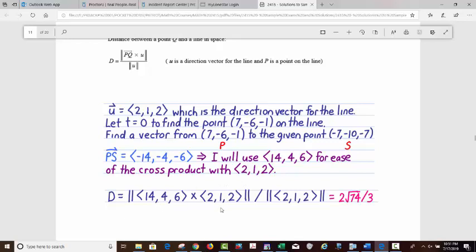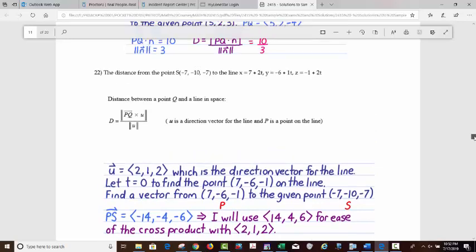Doing this cross product, I would have considered pulling out a 2, which would have been the same thing. You could have simplified the radical at the end. That means there would have been a factor of 4 out of there. But it's going to be 2 square root of 74.